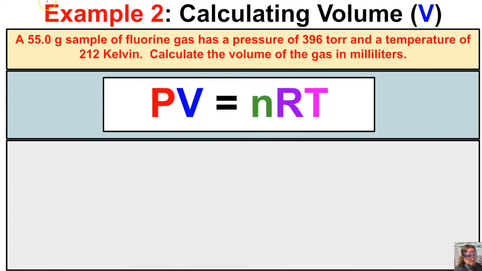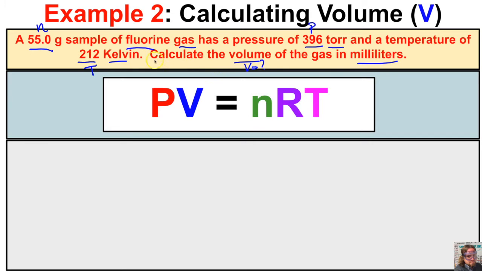In this second example, it says a 55-gram sample of fluorine gas has a pressure of 396 torr and a temperature of 212 K. Calculate the volume of the gas in milliliters. So if we take a look right here, we know the number of grams of this fluorine gas. We can easily convert this to moles, or n. We know the pressure of the gas is right here, 396 torr, and it has a temperature of 212 K. We want to calculate the volume of this gas in milliliters.